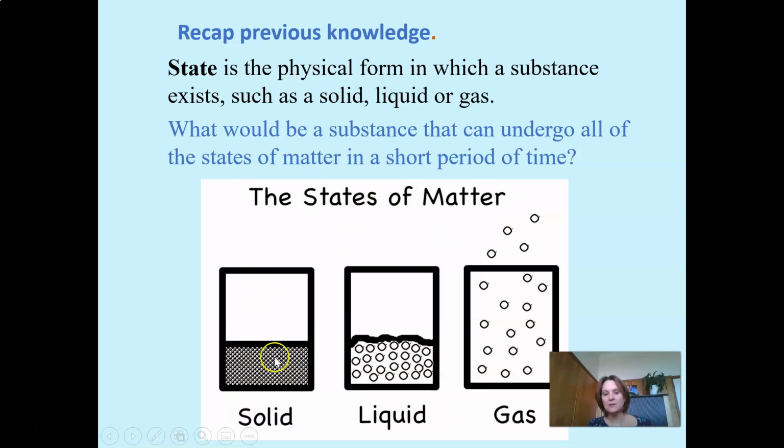Solid, particles very tightly packed together. They vibrate. They do not move around freely. Liquid, particles are slightly more apart. They are able to flow and move around each other quite easily. A gas, particles are far apart. They are able to randomly move in all directions, and because there's so much space between them, they move quickly.